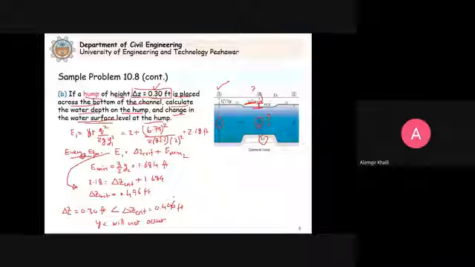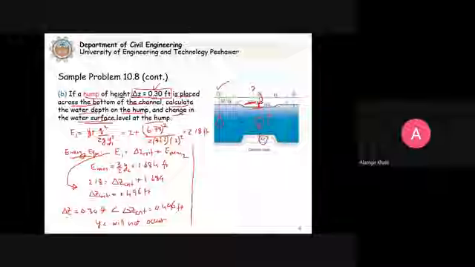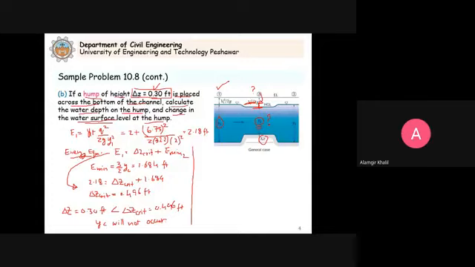Now how to calculate Y2? Now it means that this concept we cannot apply, because the hump height which is given as 0.30 feet is less than the critical hump height, which is 0.496. It means YC will not occur, critical depth will not occur. So that's why we now write down the energy equation again between 1 and 2.